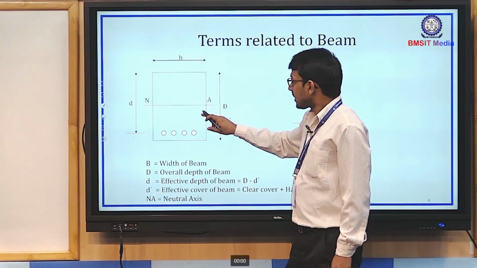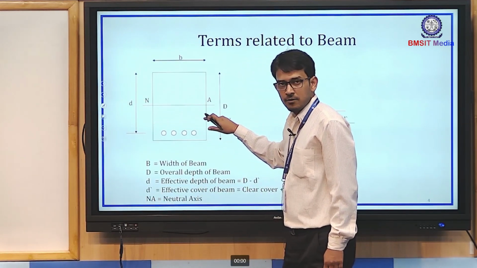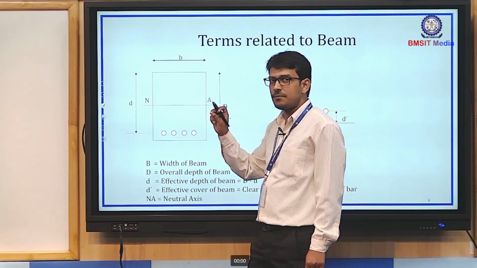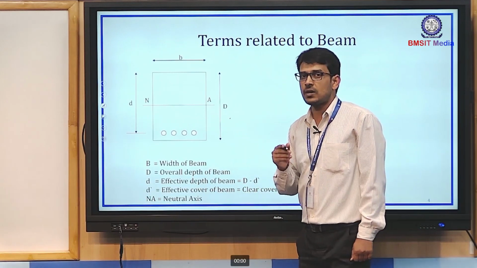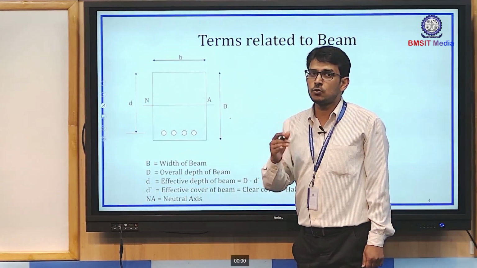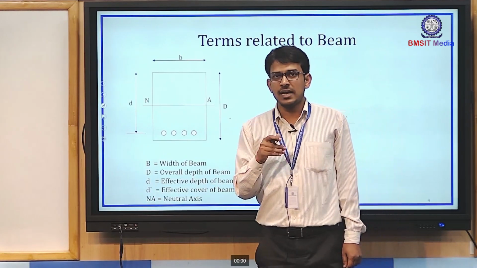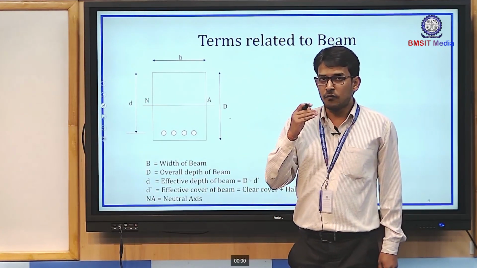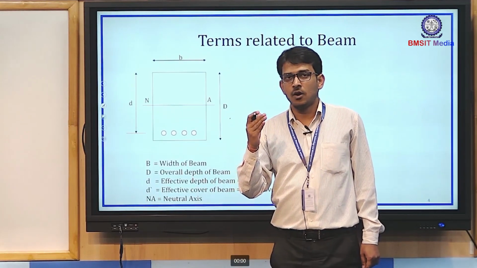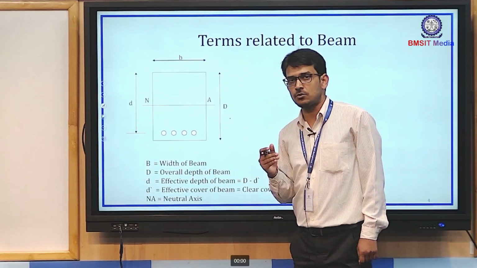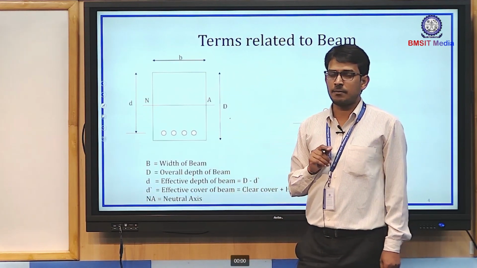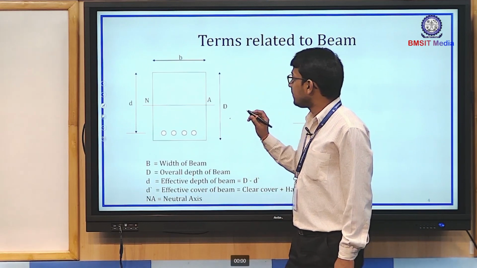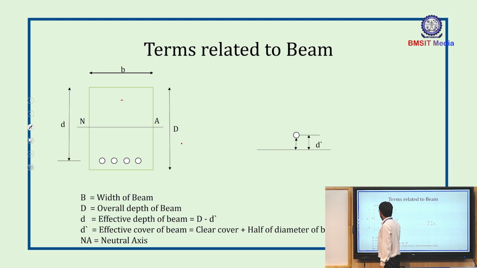After that, there is one line in the cross section. This is an imaginary line known as the neutral axis. What is the role of the neutral axis? The neutral axis divides the beam into two zones: one is known as the compression zone and the second is known as the tension zone. Which side is tension and which side is compression with respect to the neutral axis depends on the type of beam. In a simply supported beam, the upper side of the neutral axis is the compression zone and the lower side is the tension zone.